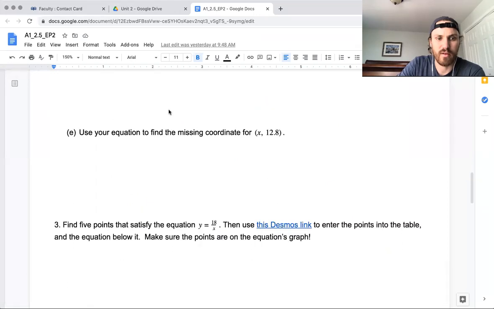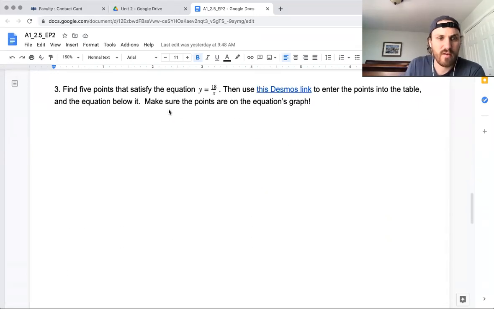All right, now let's scroll down to number 3. It says find 5 points that satisfy the equation y equals 18 over x, then use this Desmos link to enter the points into the table and the equation below it. Make sure the points are on the equation's graph. So let's plug in some points. It doesn't really matter which, but let's choose some x values and then we can find some y values.